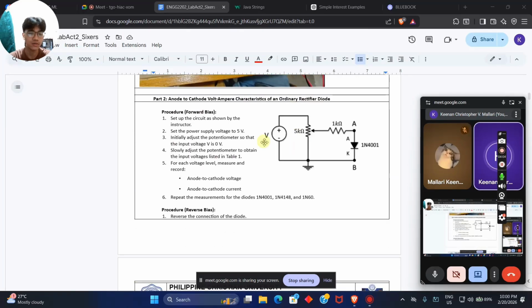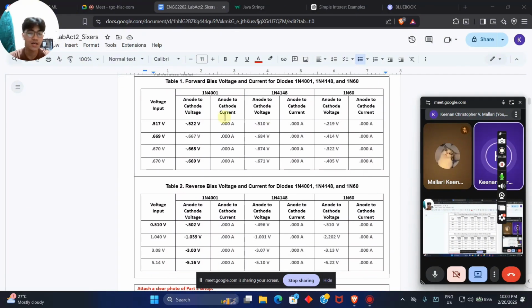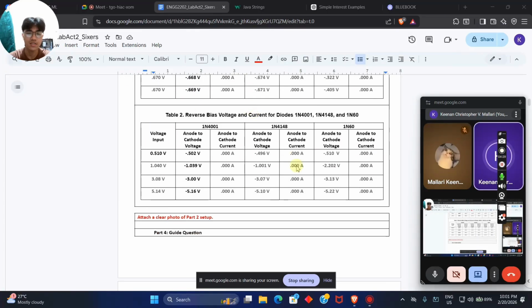Okay, let's go to part 2. In this case, we're setting up an electric circuit based on this image. By following these instructions, let's continue. Here is our graph showing all of the voltage inputs of the forward bias. This graph shows forward bias. And this table shows the reverse bias of the circuit.